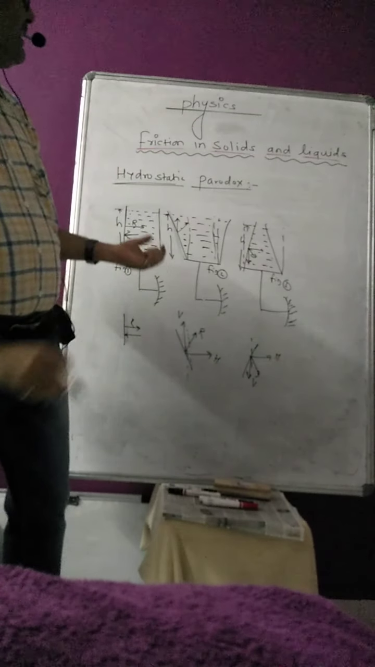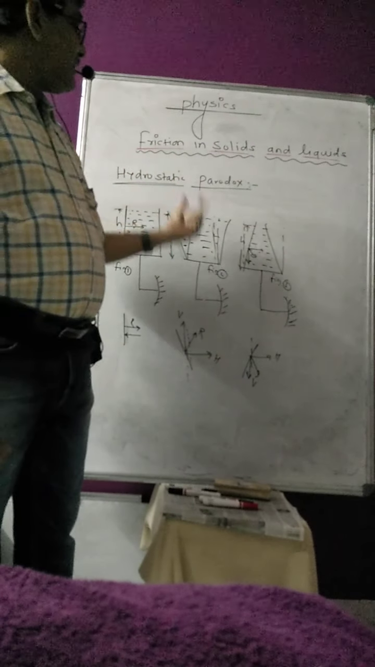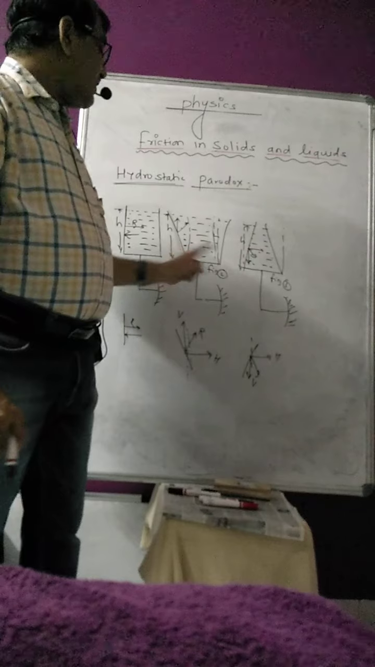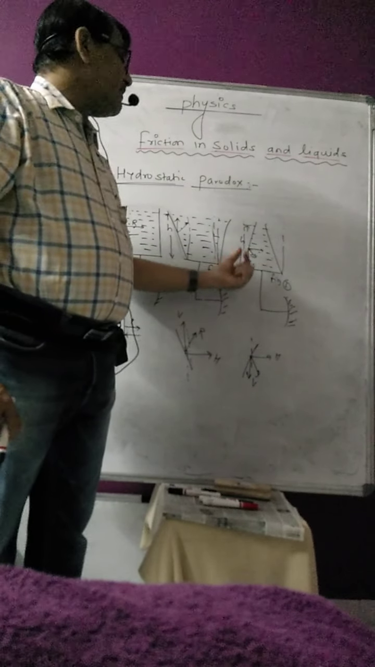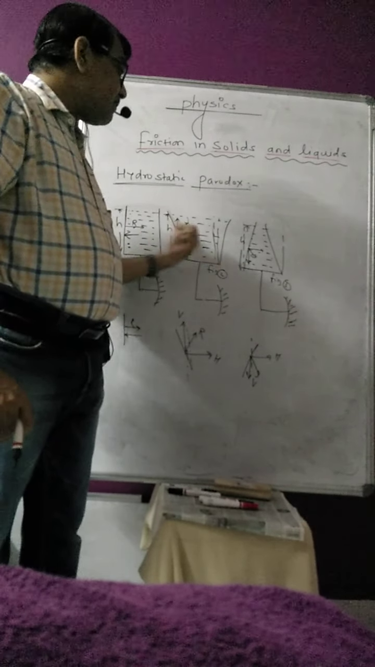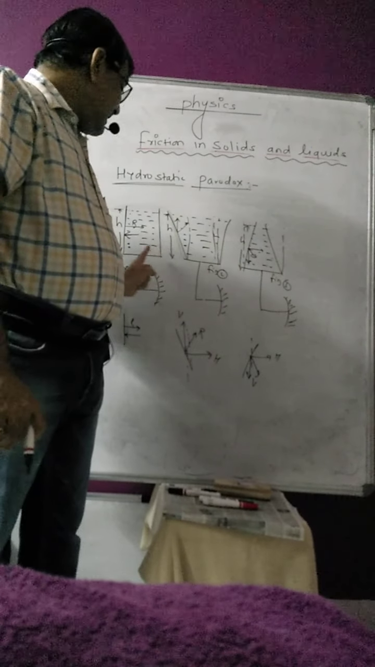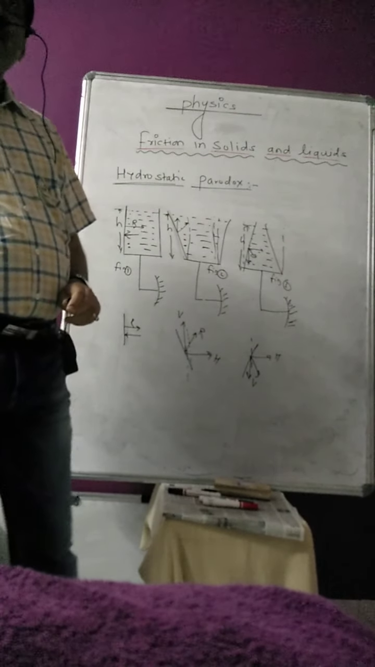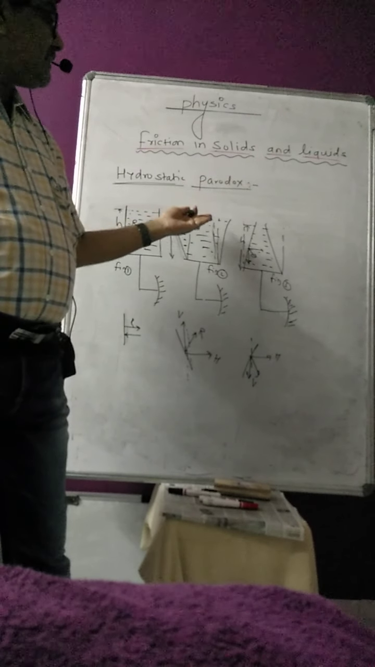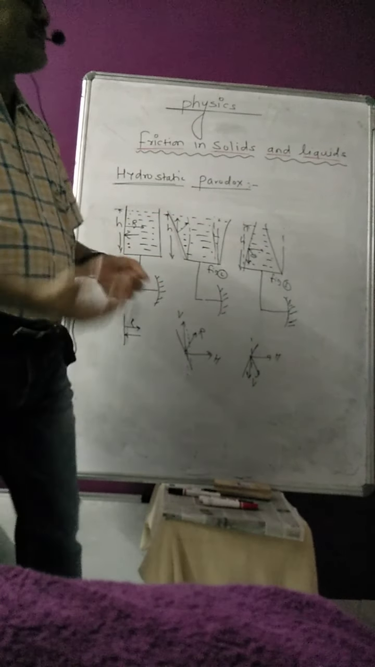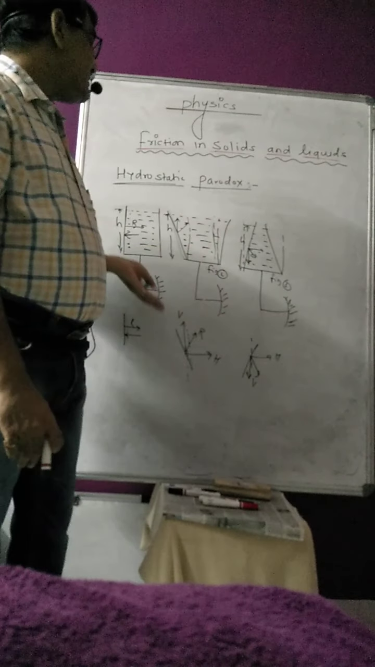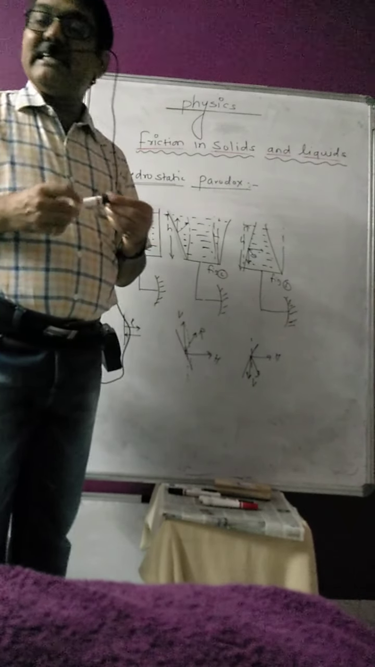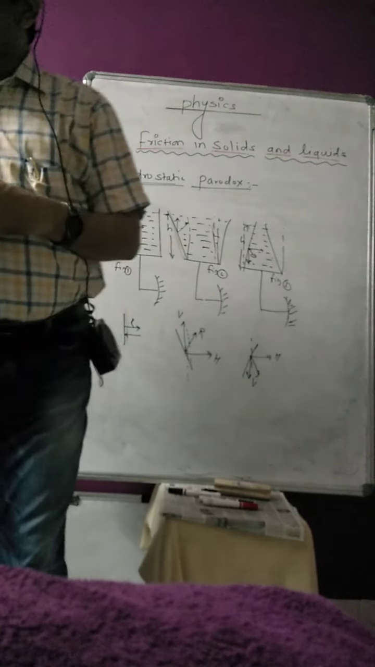So this is how things work. In all the three containers, though the shape is different, the volume of the liquid is different, the weight of the liquid is different, still the pressure exerted on the base will be the same. So is it a paradox? Yes, whatever we are thinking, we are getting a different answer. That means pressure remains the same in all the three containers. So this is the hydrostatic paradox.